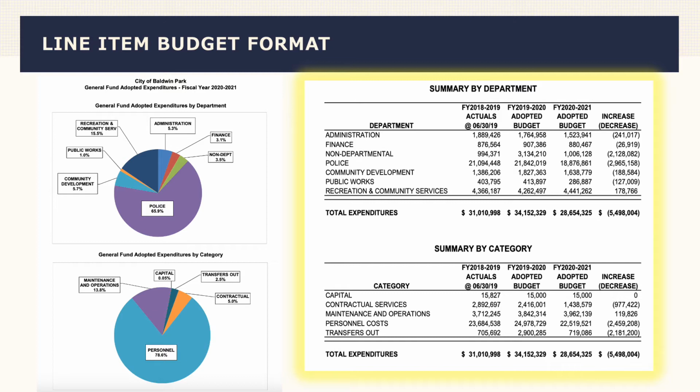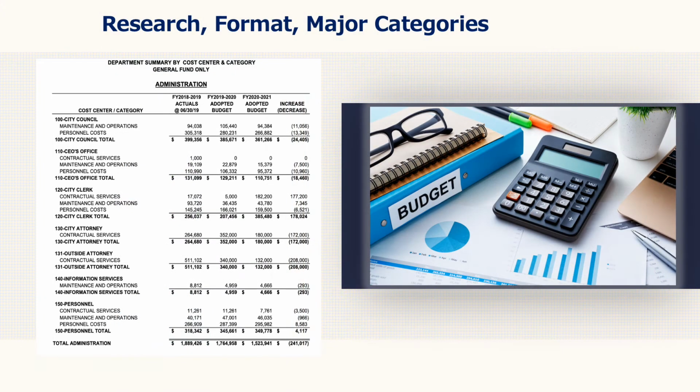On the right side, I provided the summary by department and category. I wanted to include the screenshot because it shows you a better picture of the breakdown by the department and also by the category. Based on Dr. Powell's lecture and the types of budgeting basics video that he provided in this week's lecture, it was easy to determine that the city of Baldwin Park uses the line item budgeting.